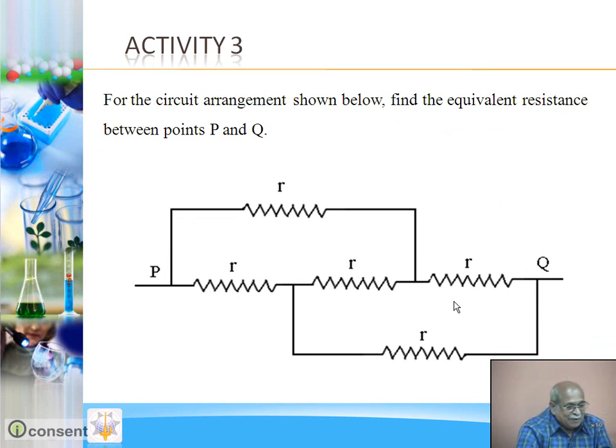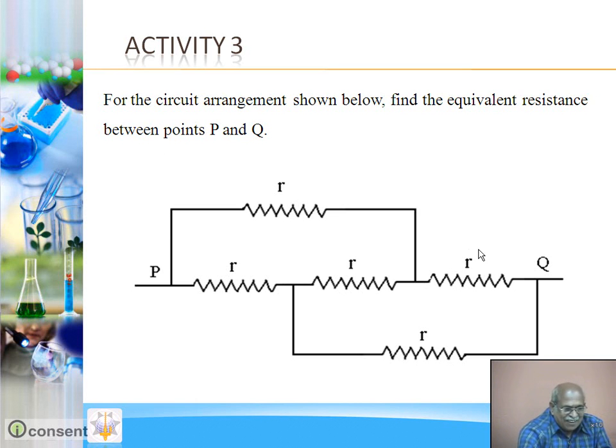Next activity. Interesting. We will find this type of figure in many competitive examination objective questions. What is the equivalent resistance from P to Q? A slight thinking will show these 2 points are at same potential. This point and this point are at same potential. So we can remove this branch. This resistance can be removed. And after you remove this, answer is obvious.